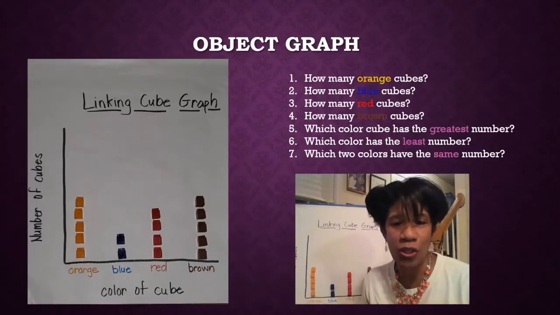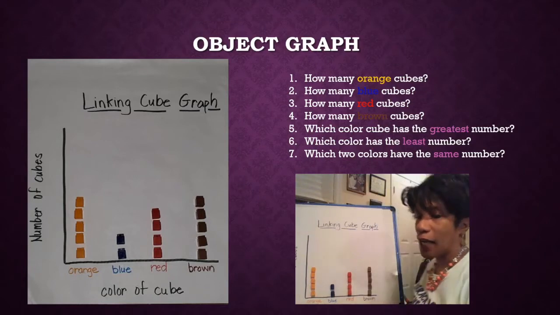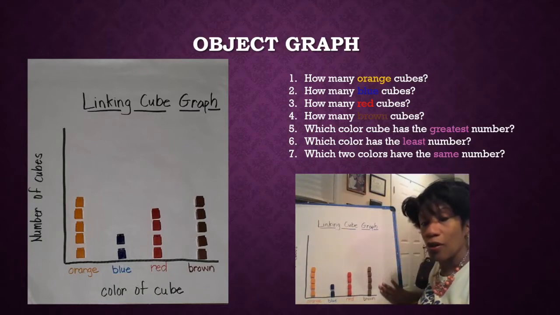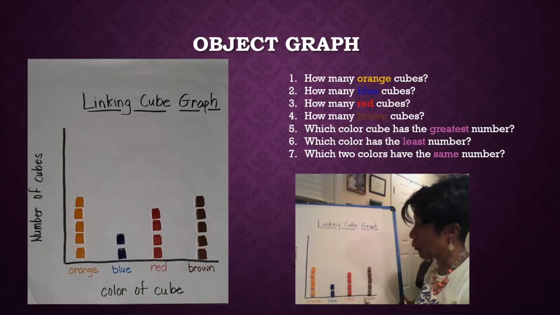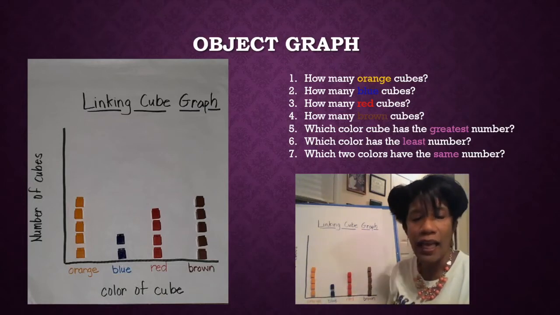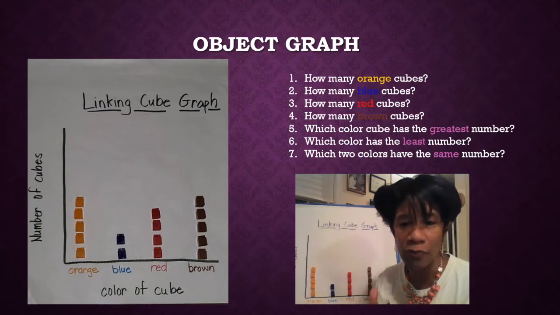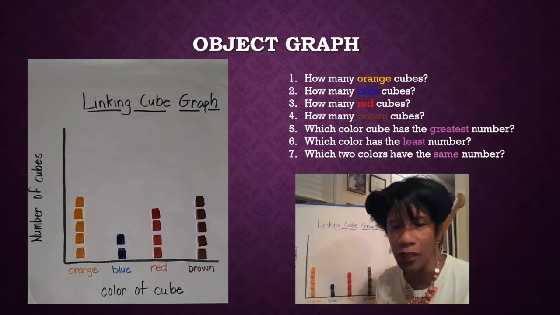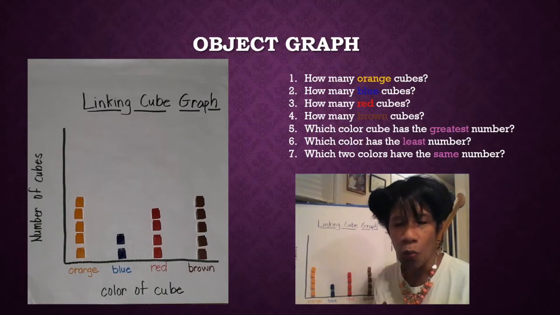The first one that you'll see is your object graph, and I have a picture of it there, but I also have the actual graph here for you to see, where we have our actual linking cubes on our graph. When you look at that graph, you're going to be able to answer the questions of how many orange cubes are there, how many blue cubes, how many red cubes, how many brown cubes. And then you're going to answer the question, which color cube has the greatest number?